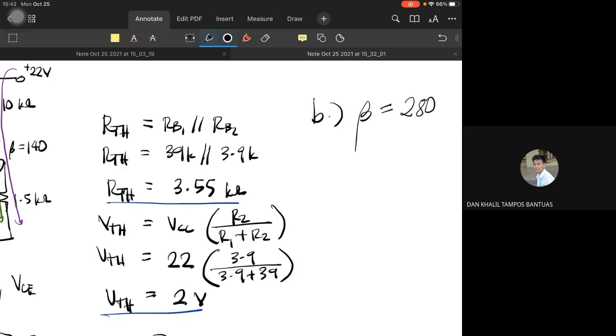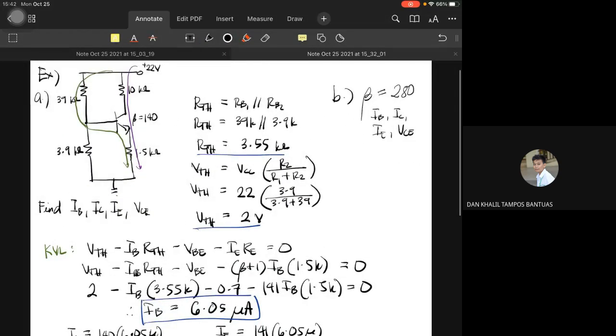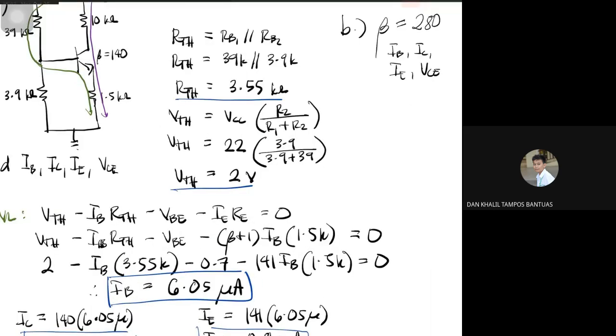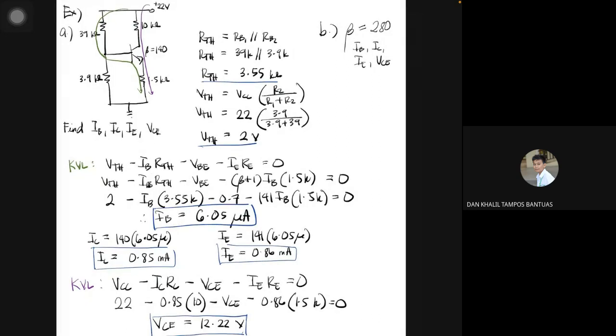Ato i-prove kung tinod bagid ang theory nga dili kaayo dako ang fluctuations sa mga parameters. So what if beta has now become 280? What are the currents now and the voltage? Sige daw. Follow the same procedure, but this time beta is 280.